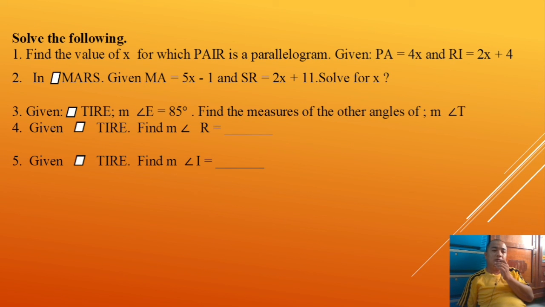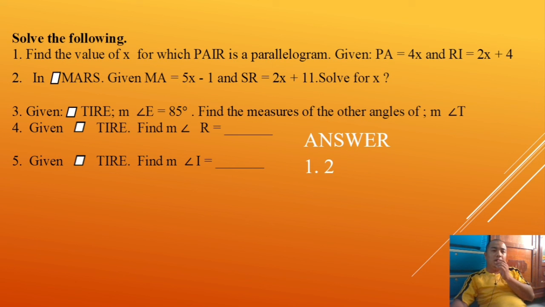Next, solve the following. Find the value of x for which the quadrilateral is a parallelogram. Given PA equals 4x, RI equals 2x plus 4. PA, IR. I think they are opposite, so they are equal again. 2x equals 4. The value of x is 2.